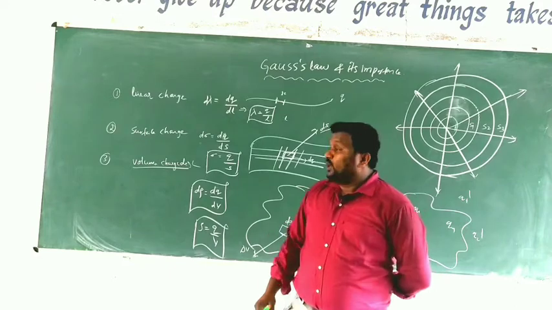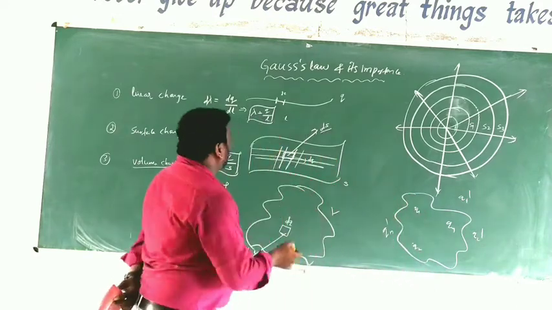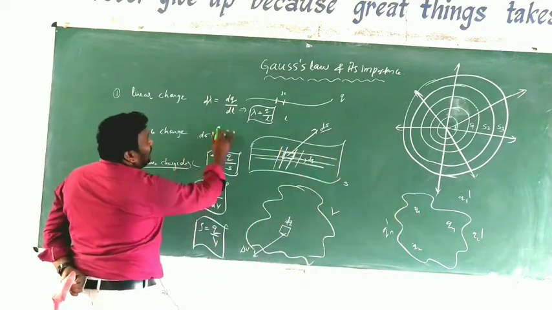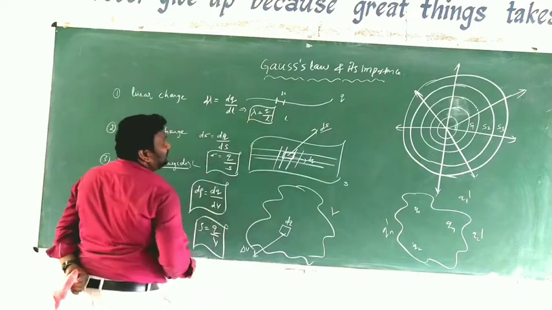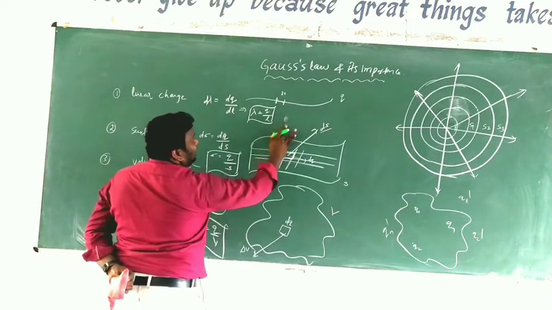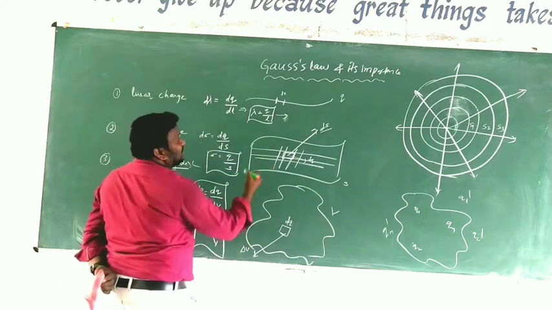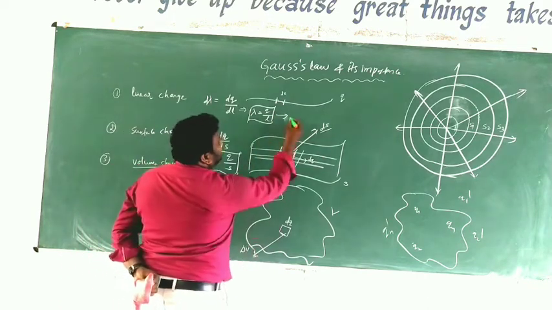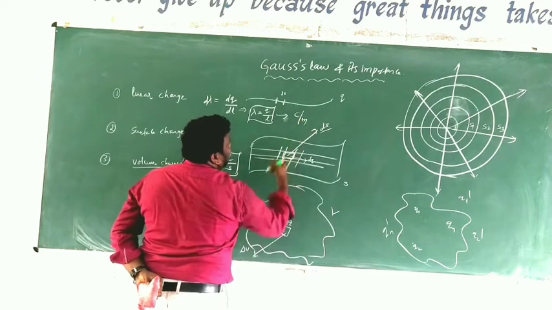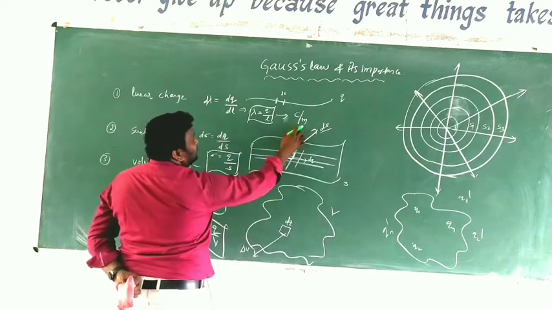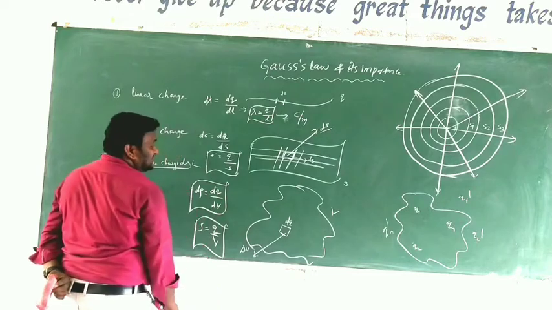And now here you have to observe the units. Linear charge density, what you have? Lambda is equals to q by L. Then what is q? Q is the charge. And what is L? Length. That's what you write, coulomb per meter. Coulomb per meter is the unit for linear charge density.